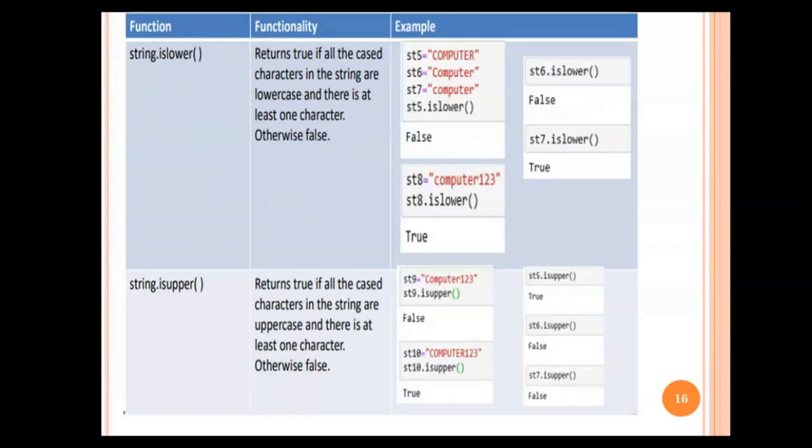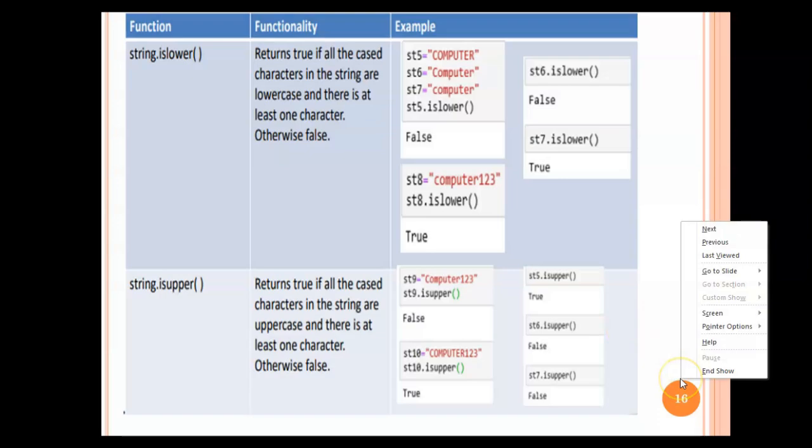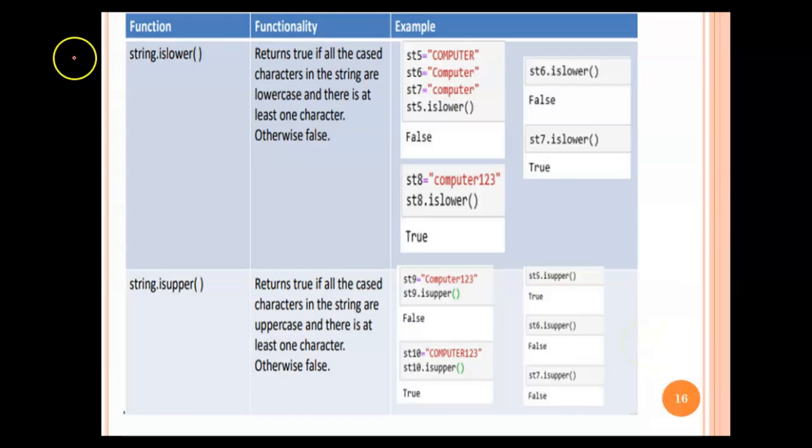Now the next is the sixth one. So the sixth one is lower. Actually two functions are there, islower and lower, right? So normally the students get a little confused, so please make yourself clear: islower is going to check, it's not going to convert. Okay, it is checking. So islower will check whether the string which you are checking is in lowercase or not. It's not going to do any change, any update.